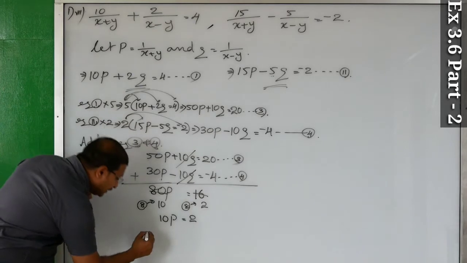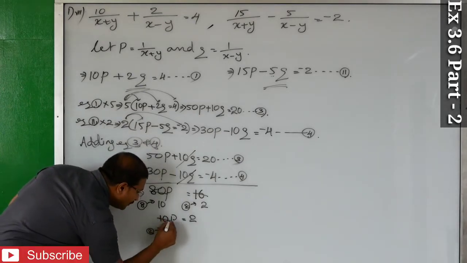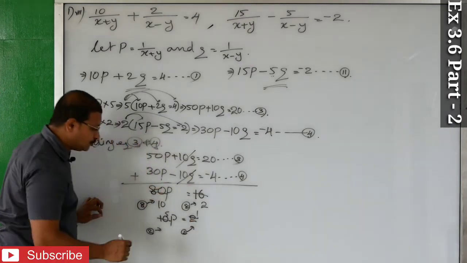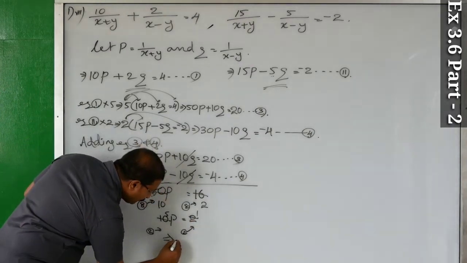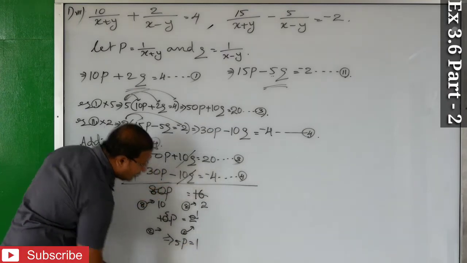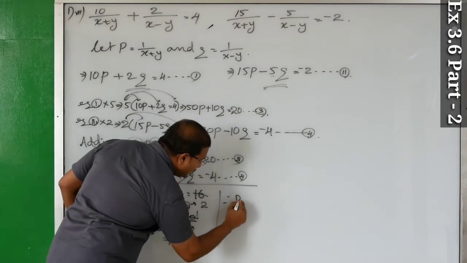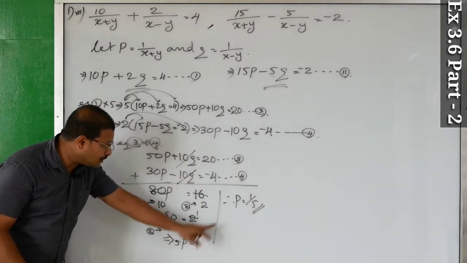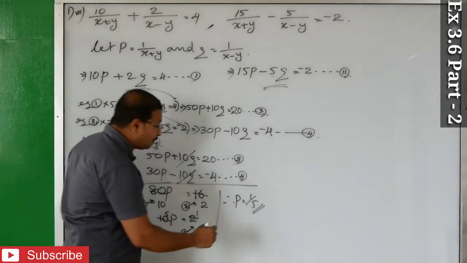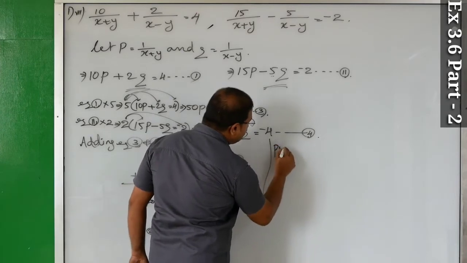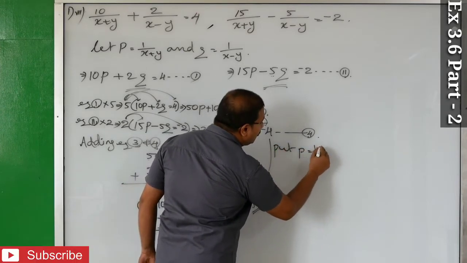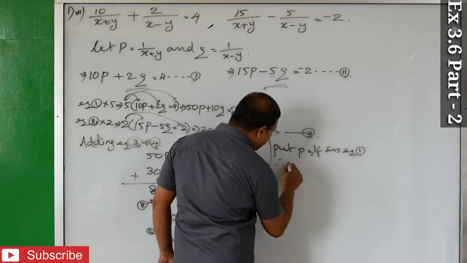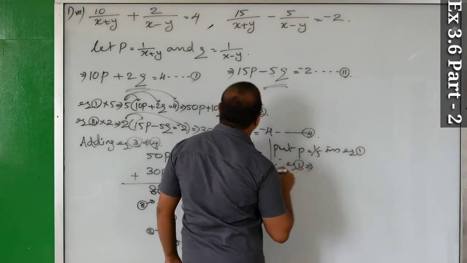We can cancel again by 2. 2 5s are 10, and 2 1s are 2. That means we are getting 5p equals 1. Therefore, p equals 1 by 5. See, 5p equals 1, so p equals 1 by 5. Now, what will we do? Put p equals 1 by 5 in equation 1. Therefore, equation 1 implies the first equation.